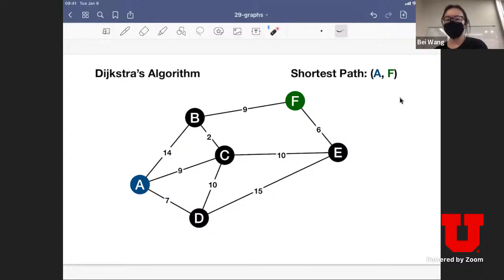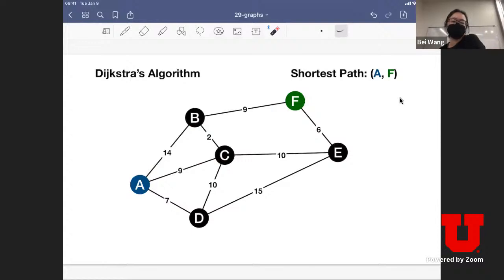So again, I want to find the shortest path between A and F. And I'm going to use a similar algorithm, except I have to be a little bit more careful of how I am processing the node. So the way I'm going to start, I'm going to start with A. And A has 3 neighbors, B, C, and D. A goes to B, has a weight of 14, goes to C, has a weight of 9, goes to D, has a weight of 7.